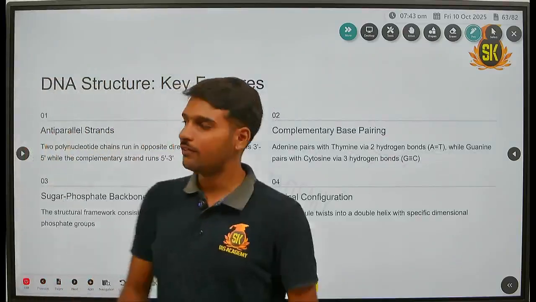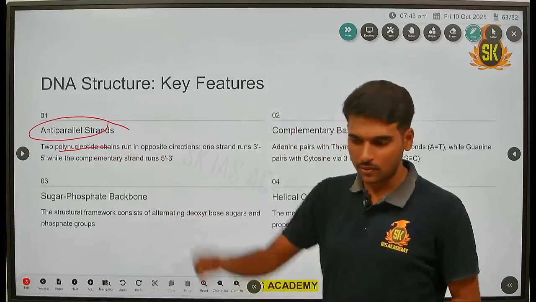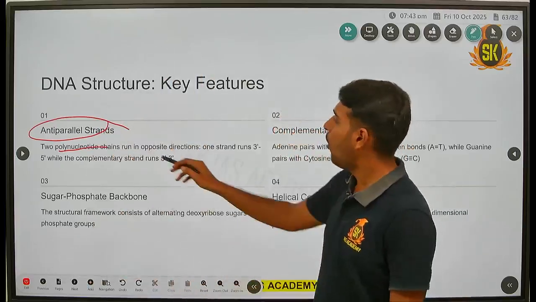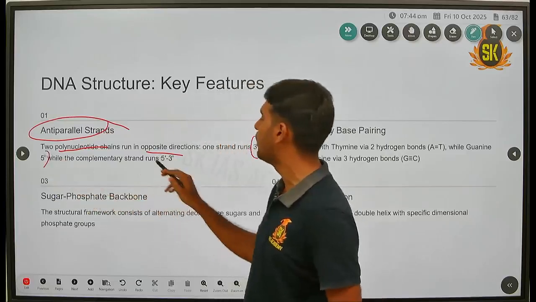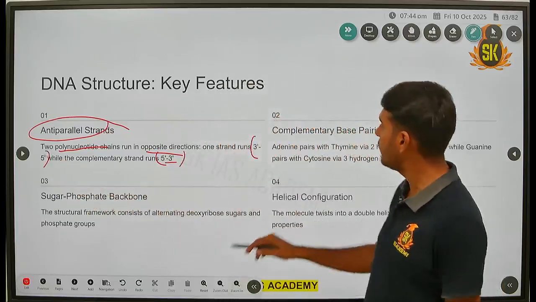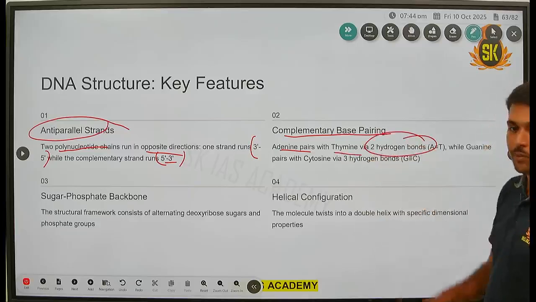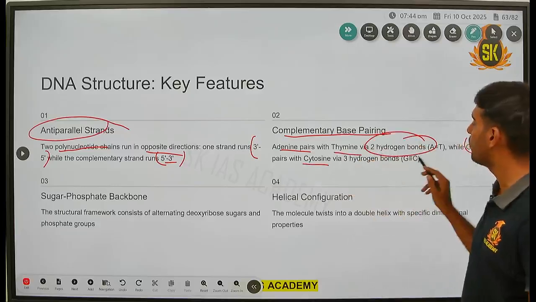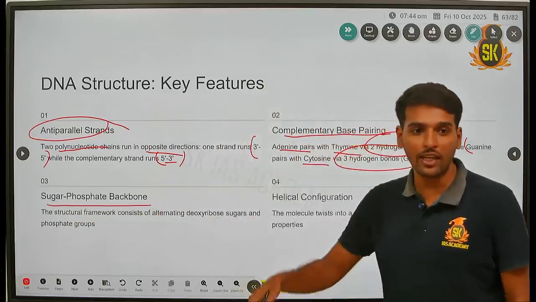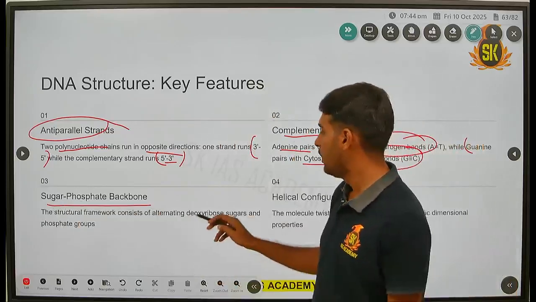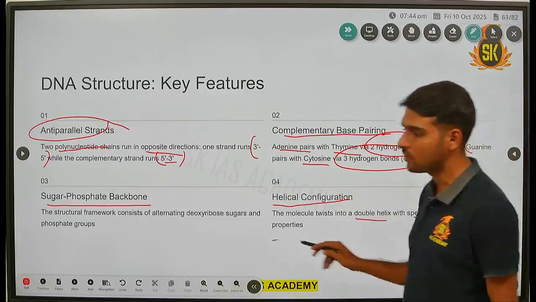Key features of the DNA double helix: anti-parallel strands, two polynucleotide chains, both running in opposite directions. One strand is 3 prime to 5 prime, and the other 5 prime to 3 prime. Second, complementary base pairing: adenine pairs with thymine with 2 hydrogen bonds, and guanine with cytosine with 3 hydrogen bonds. Sugar-phosphate backbone: the backbone of DNA is sugar and phosphate. Helical configuration: double helix with specific dimensional properties.